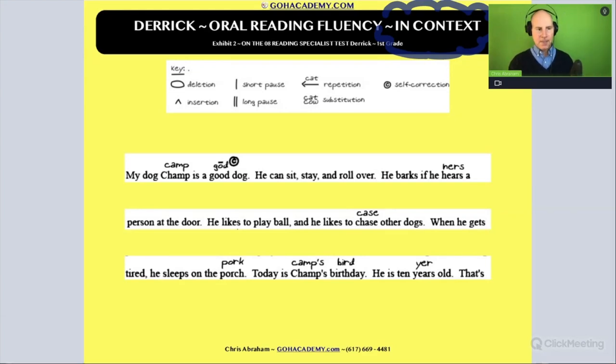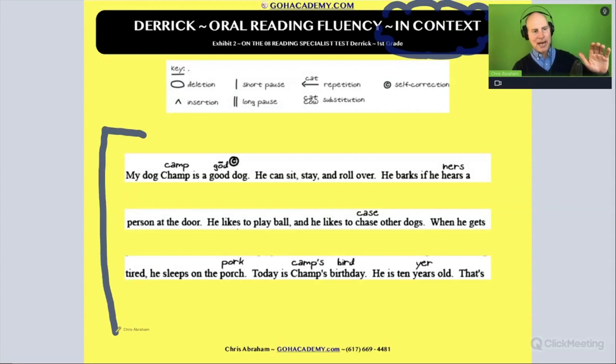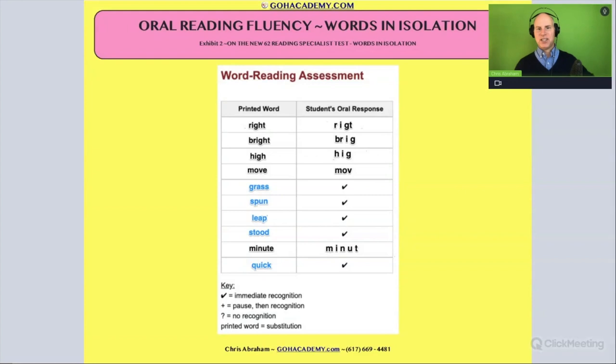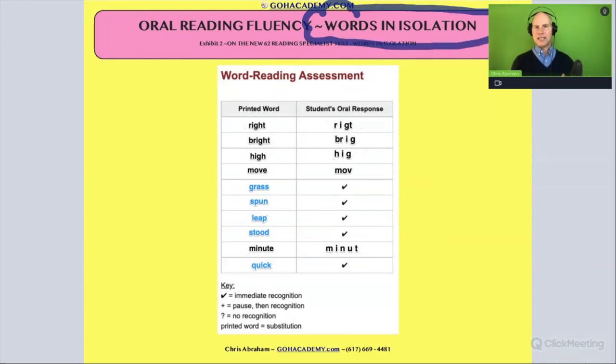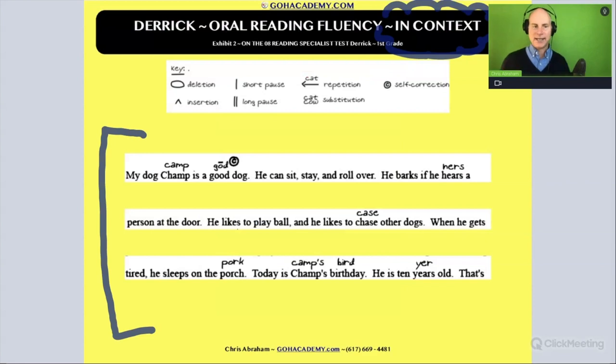Now, in context means that they were given a text and they read out loud. Out of context, which is what we're going to do after this, means that they're given a list of words and they're asked to read the words out loud. So that's when we're going to look at them reading out loud and the words in isolation. So when it's in isolation on a list, that's going to be out of context testing fluency. And when it's in context, it means it's looking at their oral reading fluency as they read a story.